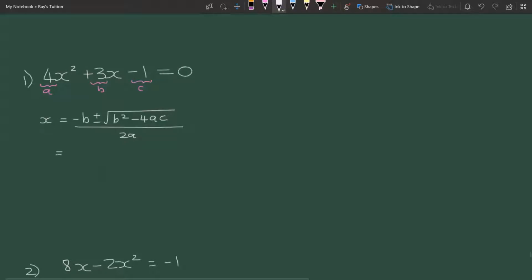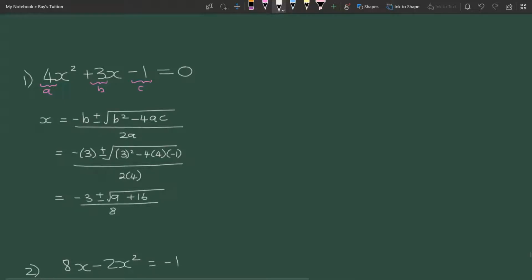So then we're going to just substitute. In the place of b, we'll put 3. So minus 3, plus or minus the square root of 3 squared minus 4. A is also 4, and c is negative 1. Be careful to take it with the sign and not leave the sign behind. And then a again is a 4. So we can simplify this. This is negative 3 plus or minus the square root of 9 plus 16, over 8.